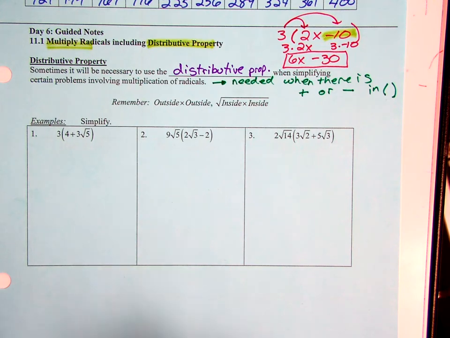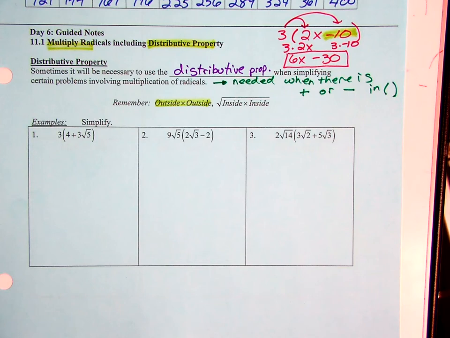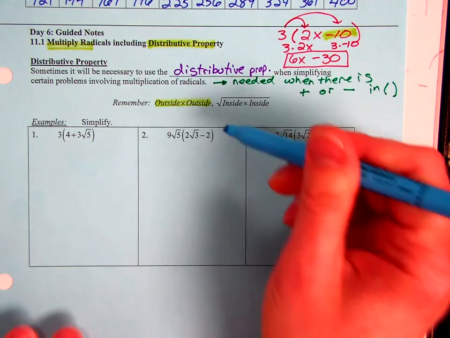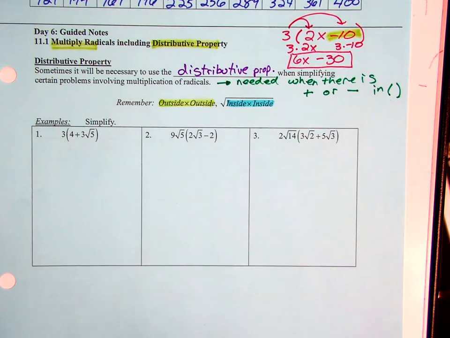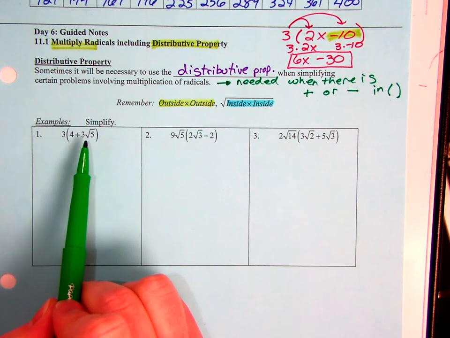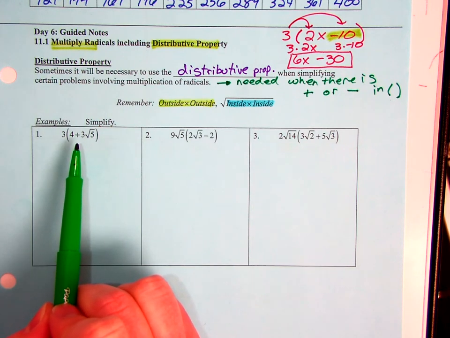So when I'm multiplying with radicals, if there are two outside numbers, I multiply them together. If there are two inside numbers, we'll multiply them together. But we're going to do this one step at a time. So when I look at number 1, the first thing I notice is that there's an addition sign here, which means I'm going to need to distribute.